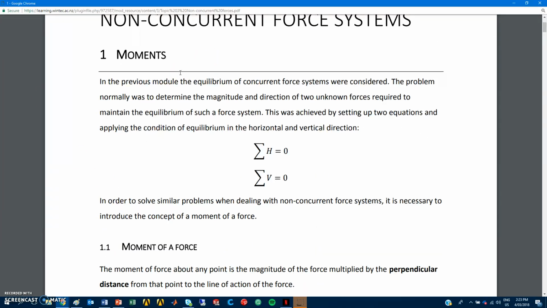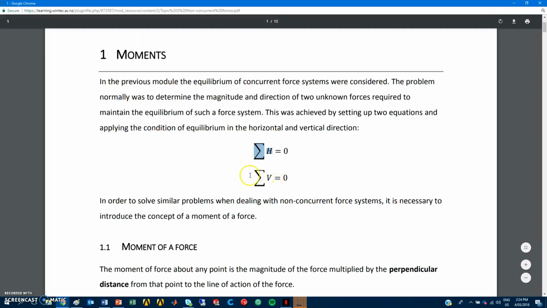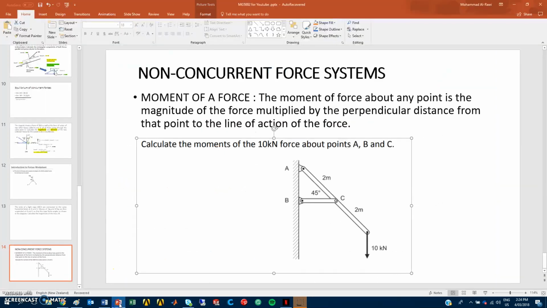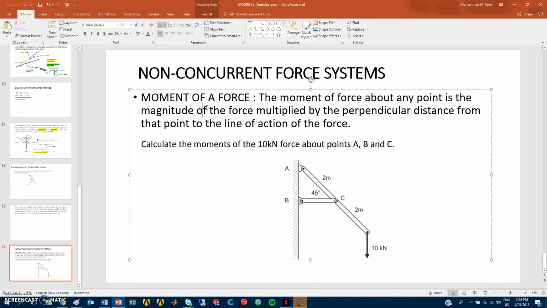Last week, we tried to solve many different applications involving concurrent forces. We solved them using the equations of algebraic summation of forces in the horizontal direction and algebraic summation of forces in the vertical direction. Now, the new thing we will learn this week is how we can study the moment of a force.